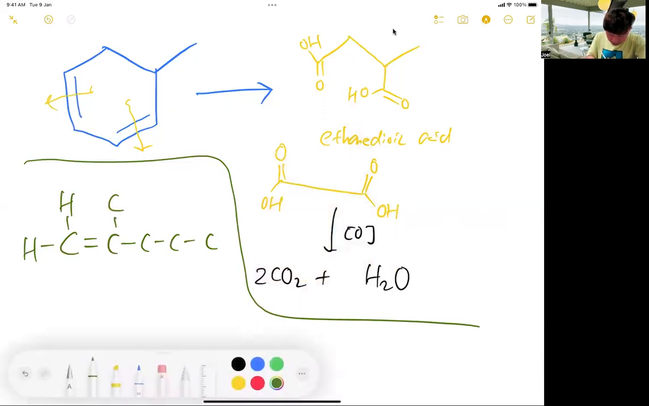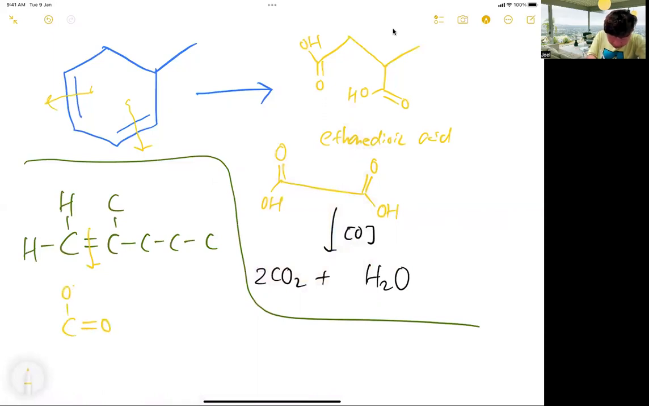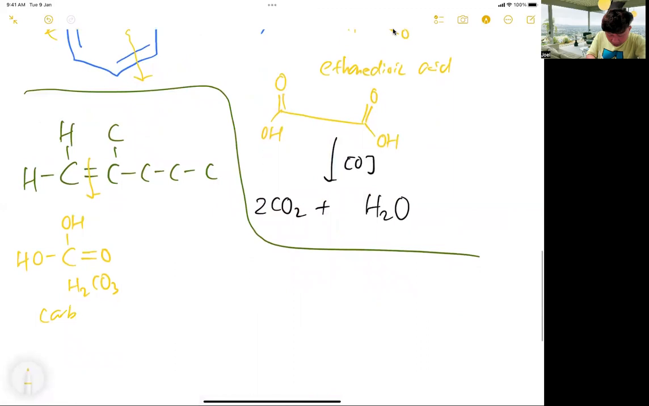So you break here. My concern is the right side, I think you know. The left side, this is H2CO3, which is called what? Carbonic acid, which is very unstable. So it will dissociate to form CO2 and H2O.